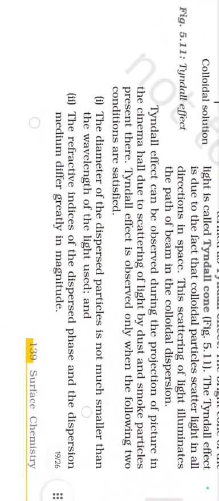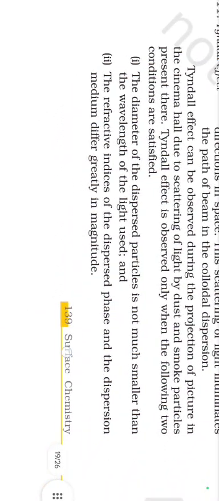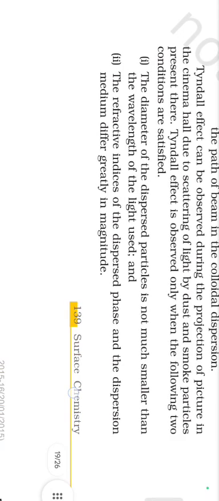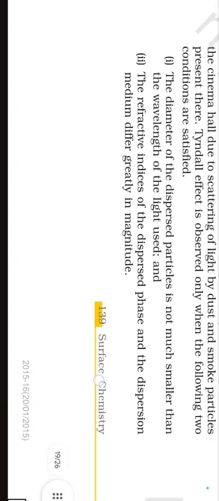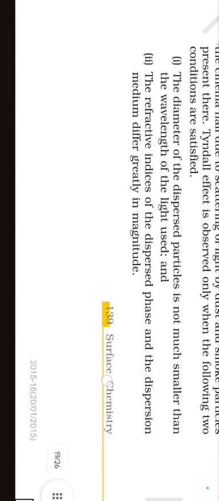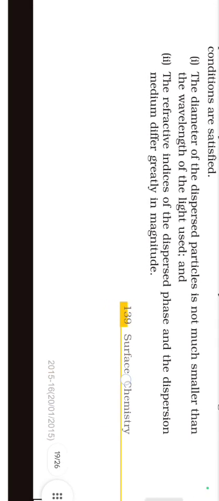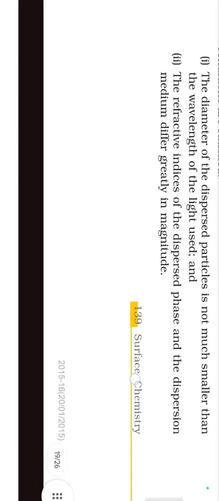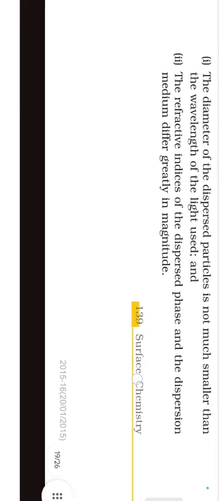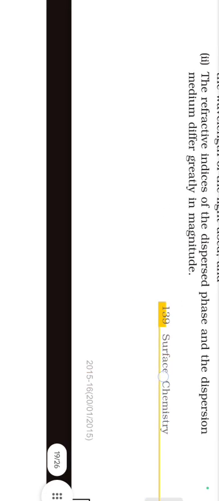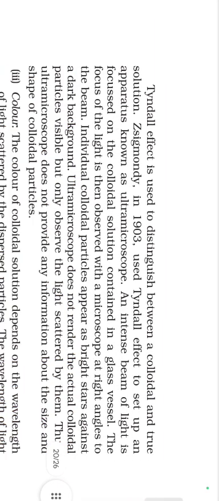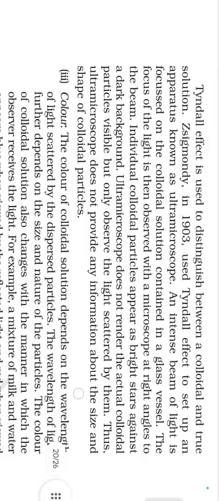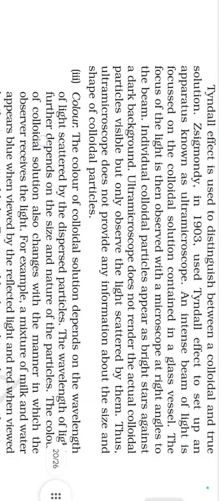Tyndall effect can be observed during the projection of picture in the cinema hall due to scattering of light by dust and smoke particles present there. Tyndall effect is observed only when the following two conditions are satisfied. First, the diameter of the dispersed particle is not much smaller than the wavelength of the light used, and second, the refractive indices of the dispersed phase and the dispersion medium differ greatly in magnitude. Tyndall effect is used to distinguish between a colloidal and a true solution.